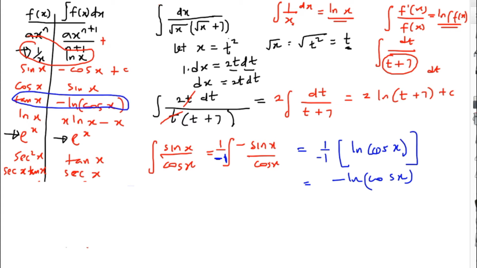Okay, so let's return to the original question. So don't forget that in ln t, t is actually root x, so I will have ln of root x plus 7 plus c, which is the final answer. Okay, so that's the final answer.